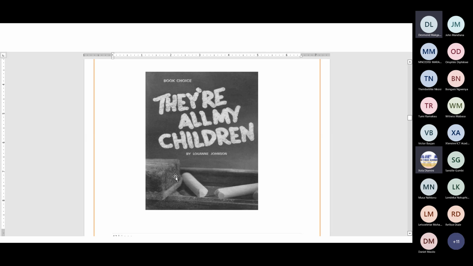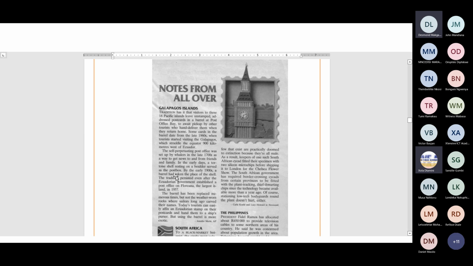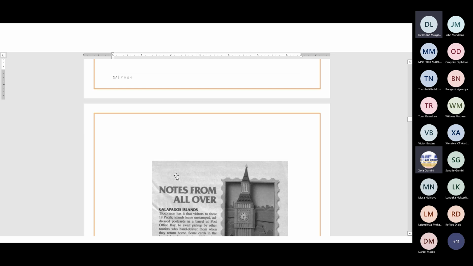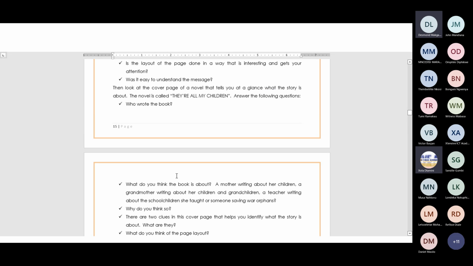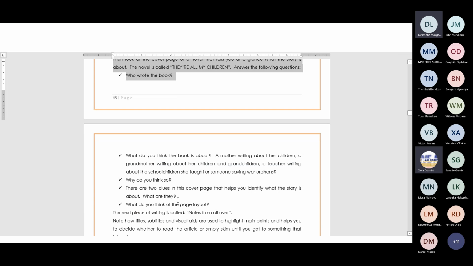I'm reflecting in my mind a conversation that I had last week, and it was quite interesting that we can be looking at the same thing and we could see something completely different. Right, and then there are other questions here that have to do with the second aspect of this one. So we've got a cover page of a novel that tells you at a glance what the story is about. The novel is called They Are All My Children. Then we've got to look at that particular book, and that's what triggered me, or that's what the conversation was about in class last week.